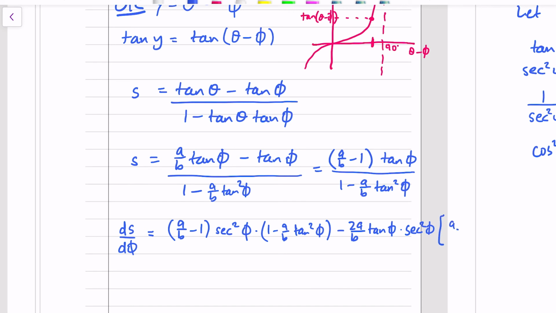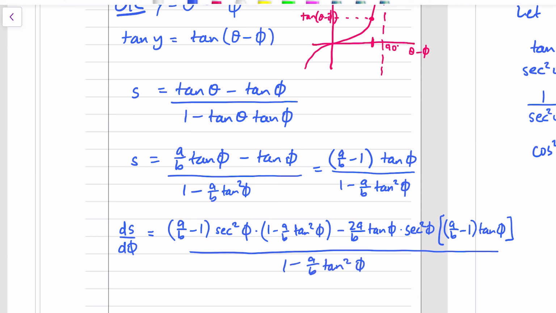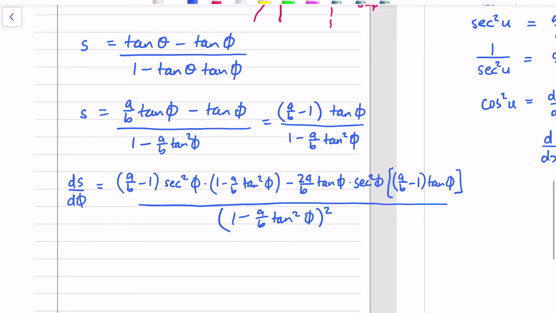So the other way was definitely the easiest. All divided by the denominator squared. This is the last question in the exam though, so it usually is the harder one. Okay, we want that equal to 0 because we're looking for the biggest value of s, biggest value of tan of the difference.